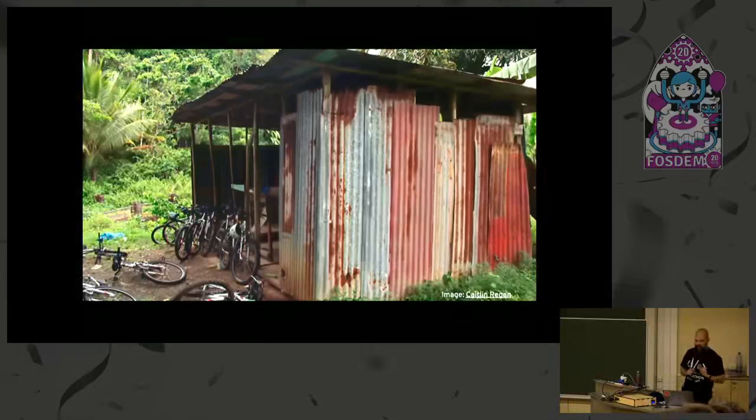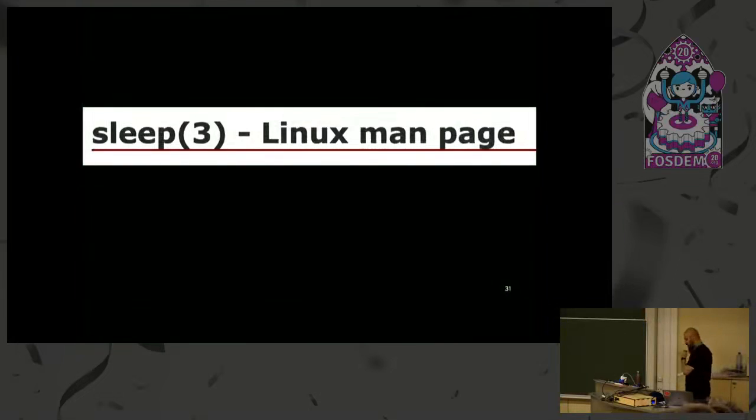Now, here's an analogy. This is the man page for sleep. How many people would like this sleep function, which basically puts your current thread to sleep? How many people would like it to work so that you could put it to sleep between any value between, let's say, milliseconds, microseconds, seconds, hours? Is that a reasonable behavior? People who think that's reasonable? Okay. Well, sorry to disappoint you.